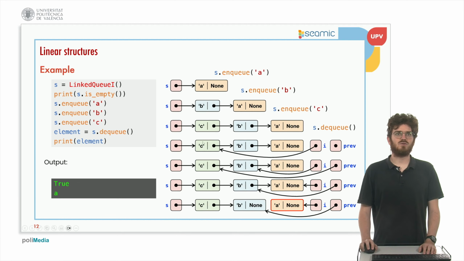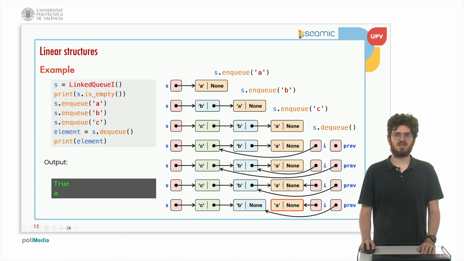But if we want to dequeue an element, then we have to traverse the list with these I and previous pointers. So if we start with C, we check whether its next element is none, and it's not, so we advance both. Previous becomes what was I, so C, and I becomes the next element, B. Again, we check whether its next element is empty, and it's not, so we advance it again, and I becomes A, and previous becomes B.